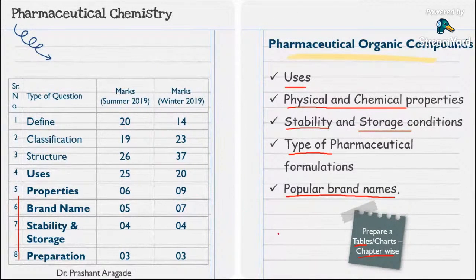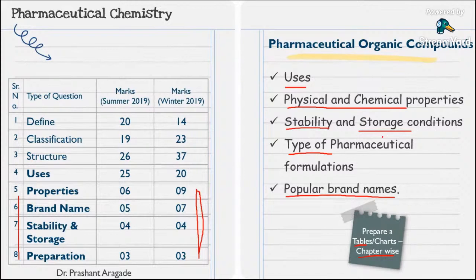If you create such tables in another notebook, at that time you will be able to attempt this type of questions, and you will also remember which type of formulations are useful under that category. Because after completion of your diploma, some of you are going to start your own medical shop. So it is also very important to know what the different pharmaceutical formulations, that is dosage forms, are available for that drug, what brand names are available, and what stability or storage condition is required to store that particular drug.